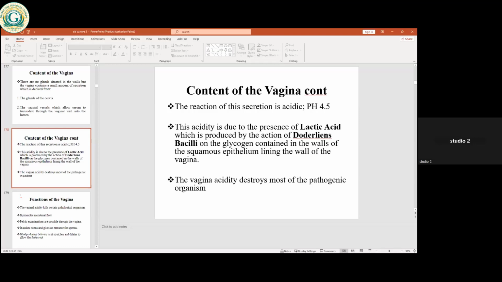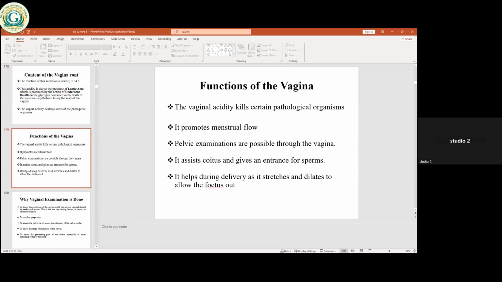Has the vagina got any function at all? Yes. Vaginal acidity kills certain pathological organisms. Why is it important? If vaginal acidity is not there, any microorganism that invades the vagina will continue to the uterus and the fallopian tube and even go to the ovaries and create problems for the woman. So the vagina is protecting other organs. It also promotes menstrual flow.